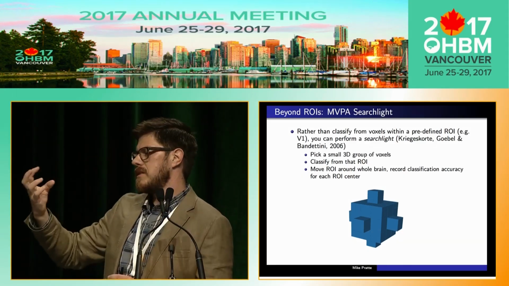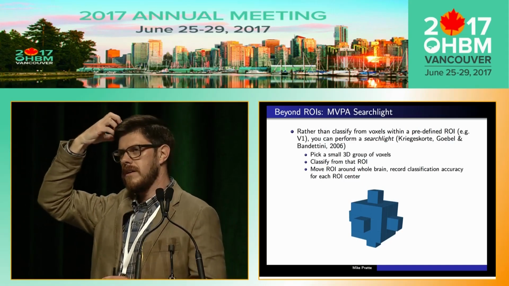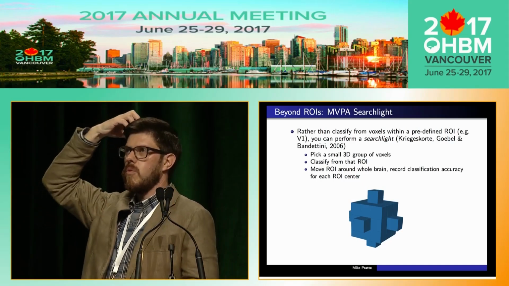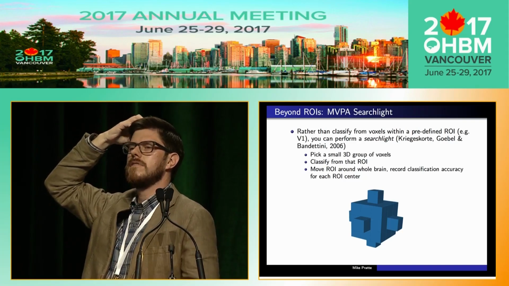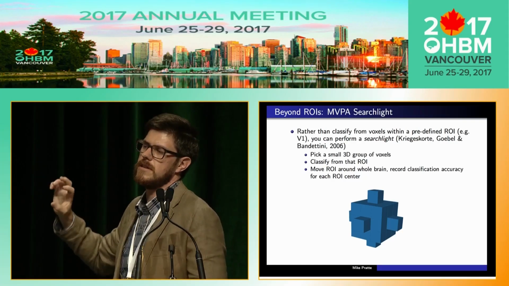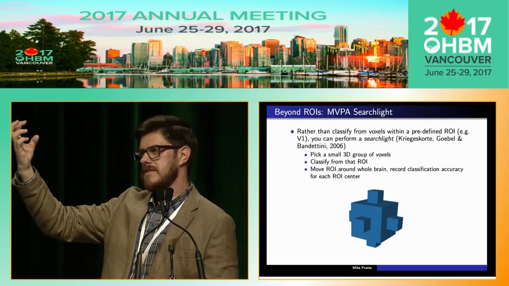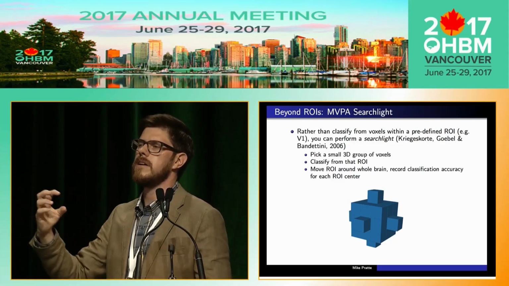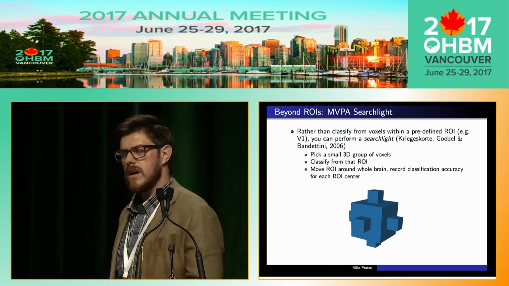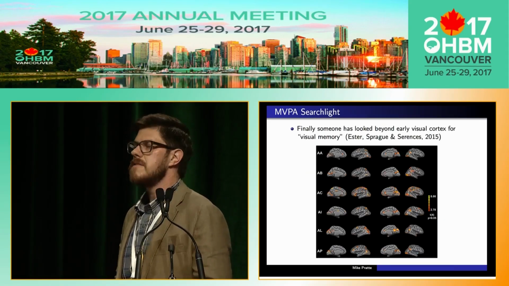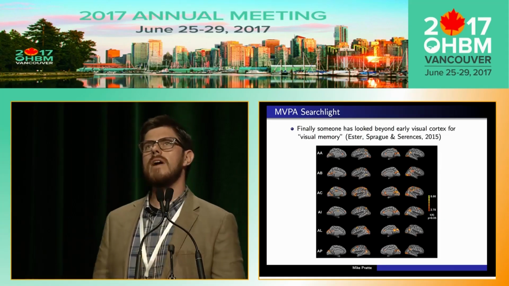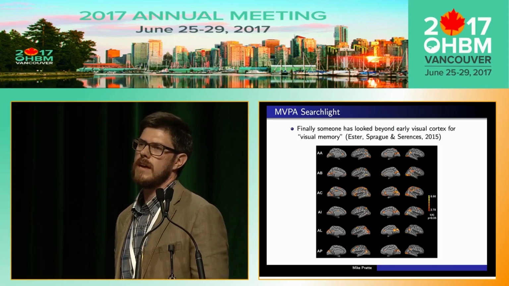And what you do is put that cube somewhere in the brain and then classify from that cube. What is this person thinking? And then you move it over a voxel and do it all over again, and you get classification accuracy. And you move this set of voxels around the brain at each point doing your classification analysis. And what it gives you in the end is a map of where in the brain this information is contained.